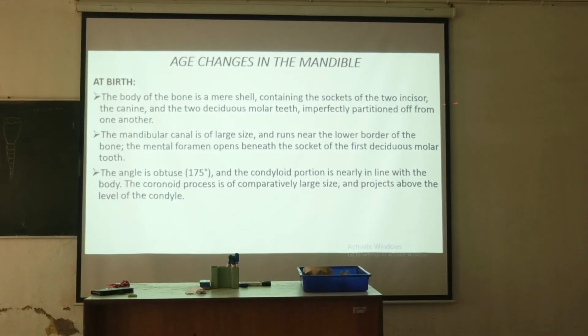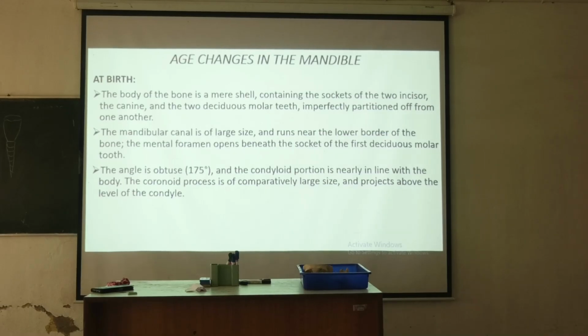So, age changes at birth. The body of the bone is merely shell-like, containing the sockets for 2 incisors, 1 canine, and 2 deciduous molars, imperfectly partitioned off from one another. The mandibular canal is of large size and runs near the lower border of the bone, and the mental foramen opens beneath the socket of the first deciduous molar tooth. So the mental foramen is near the alveolar border at birth. And the angle mainly changes. The angle is obtuse, about 175 degrees at birth, and the condylar process is nearly in line with the body. The coronoid process is comparatively large and projects above the level of the condylar process.